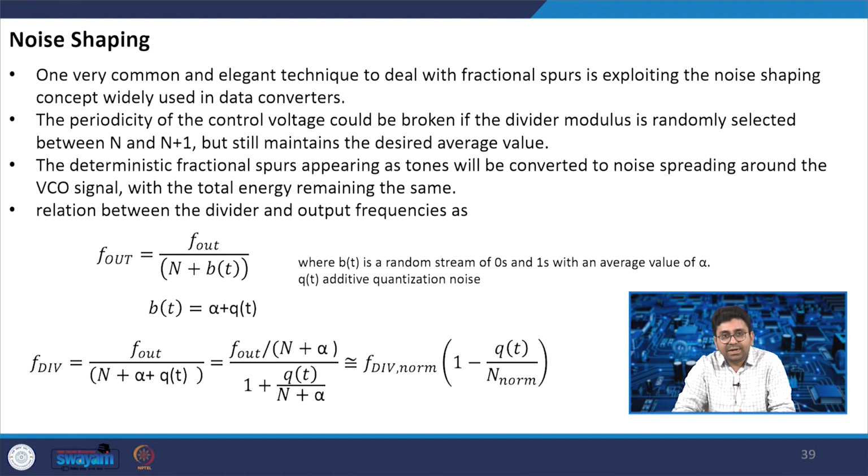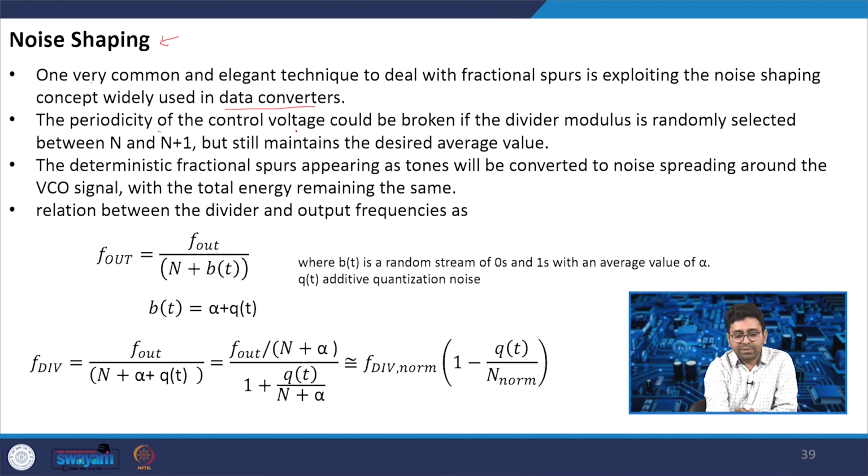Now, in order to get rid of these fractional spurs, because here we are making n times and n plus 1, if we can make a combination of n and n plus 1, that will help us to reduce these fractional spurs. One of the methods that is widely used is noise shaping, and this noise shaping is one of the methods by which we are able to reduce these fractional spurs. So, one very common and elegant technique to deal with the fractional spurs is exploiting the noise shaping concept, which is widely used in a data converter.